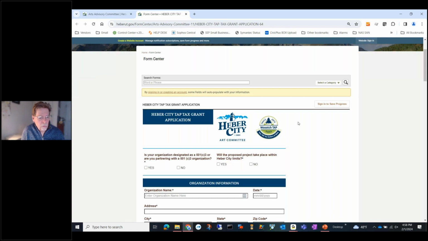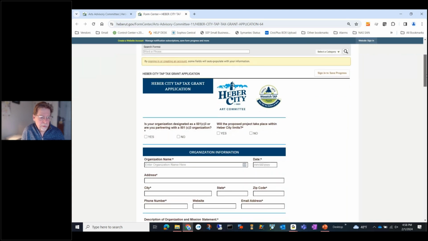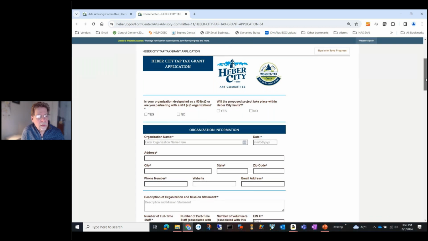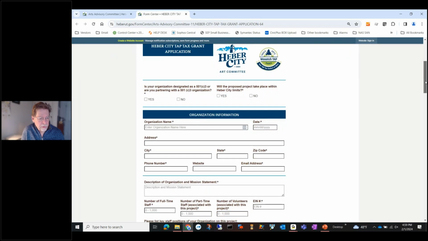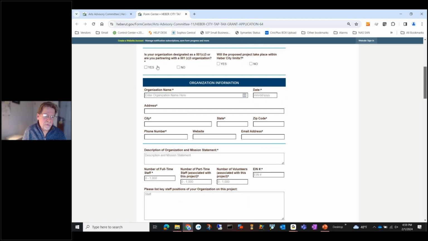So you can see we're basically taking all of the eligibility requirements and bringing them in here in terms of your 501c3 status. And you have to declare that in the check boxes where you are with that. Again, if it's not happening in Cedar City, in Heber city limits, be careful because you're wasting your time. Obviously you have your various names of the organization. Let's go down a little further.